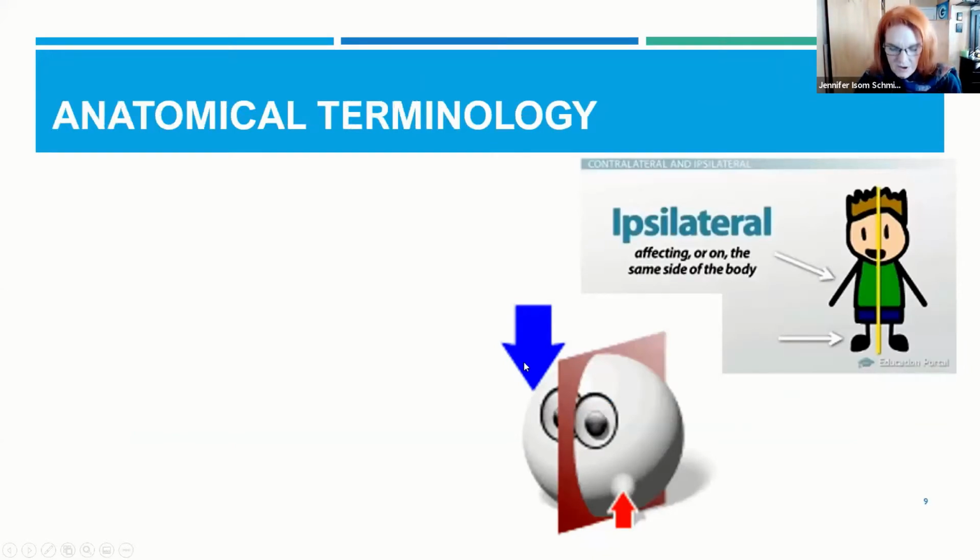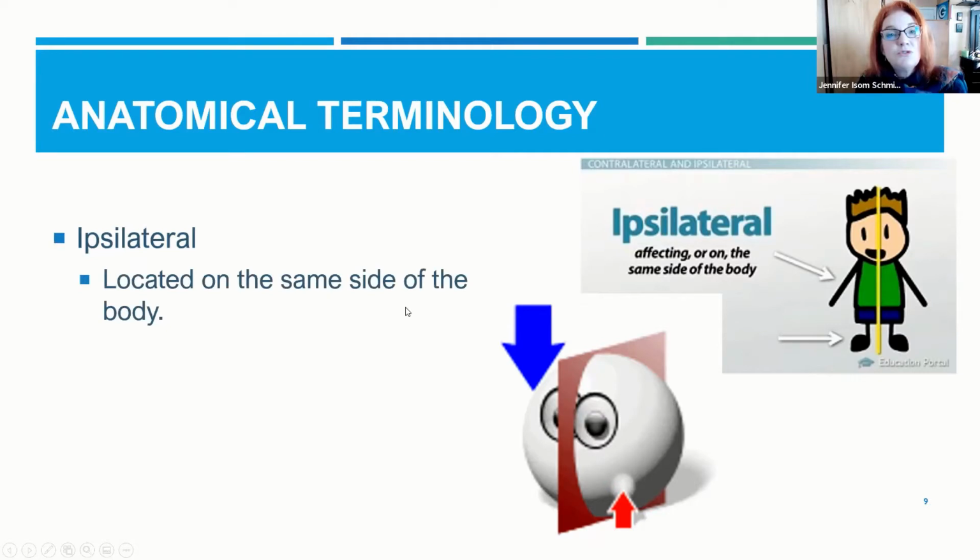Okay, also, we need to be able to describe structures that are located on the same side of the body, versus structures that are on opposite sides. If we're talking about two structures that are located on the same side of the body, then we could use the word ipsilateral. Ipsilateral describes two structures that are located on the same side. So my left eye and my left ear are ipsilaterally located, or they're ipsilateral to each other.